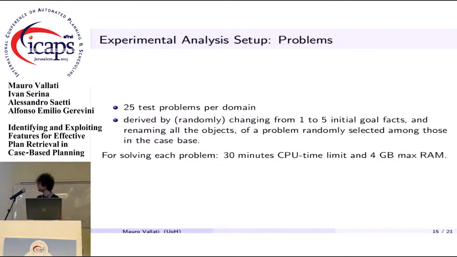For each domain, you then consider 25 test problems, which are derived from those which are in the case base, and you basically change part of the initial or of the goal facts, and again, you add or remove objects.